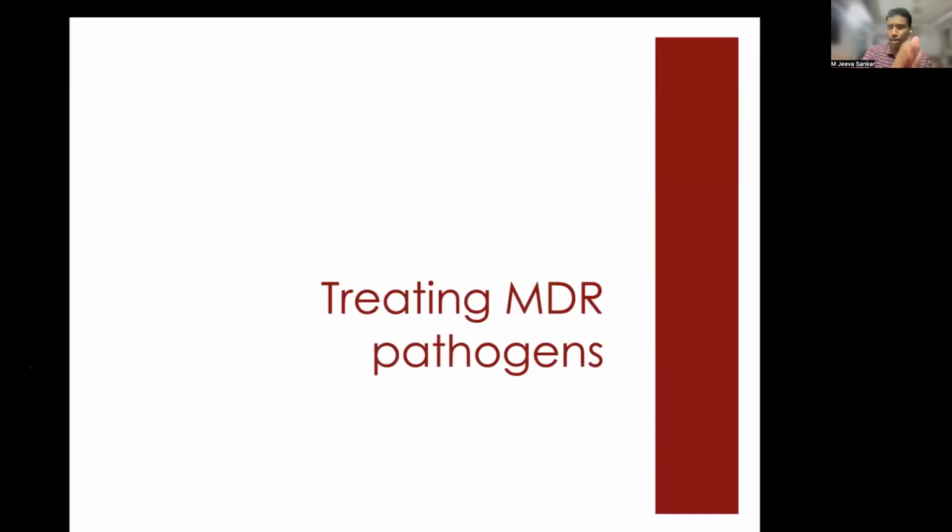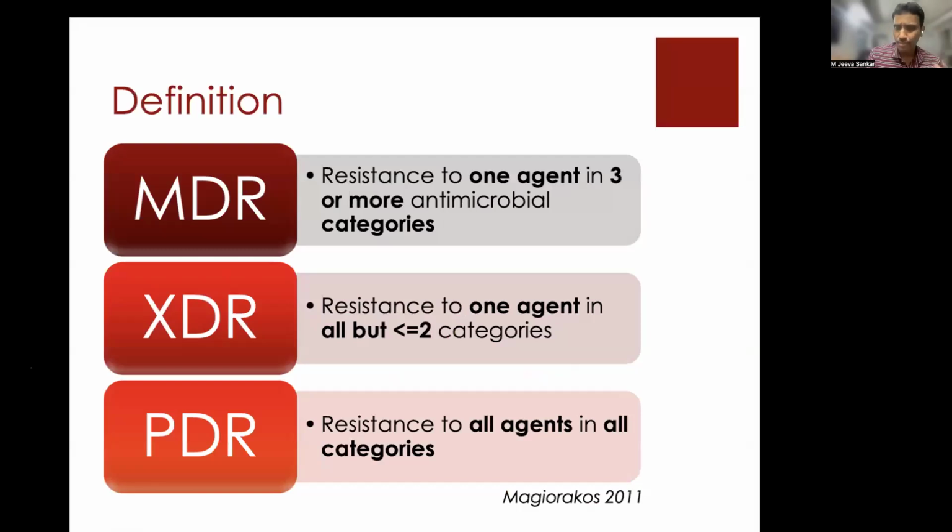Now the last part: if you have multi-drug resistant or difficult-to-treat pathogens, difficult-to-treat Pseudomonas for example, or an extremely drug resistant pathogen, how are you going to treat? Before that, we should know how to define multi-drug resistant, extremely drug resistant, and pan-drug resistant. There are many definitions available, but this is one of the commonly used ones, and I believe it is one of the easiest to follow.